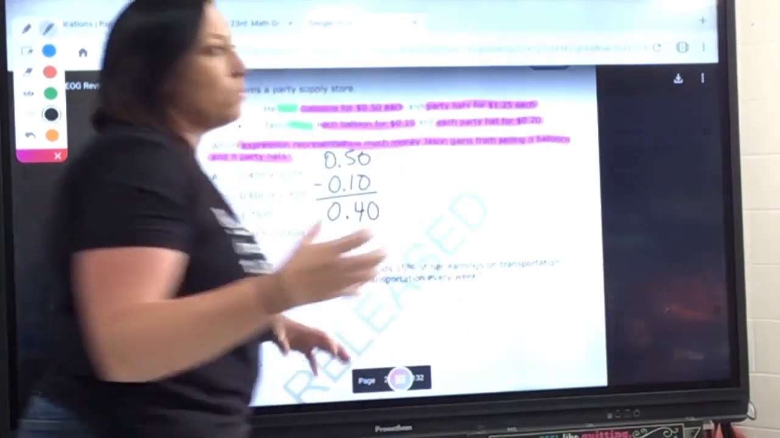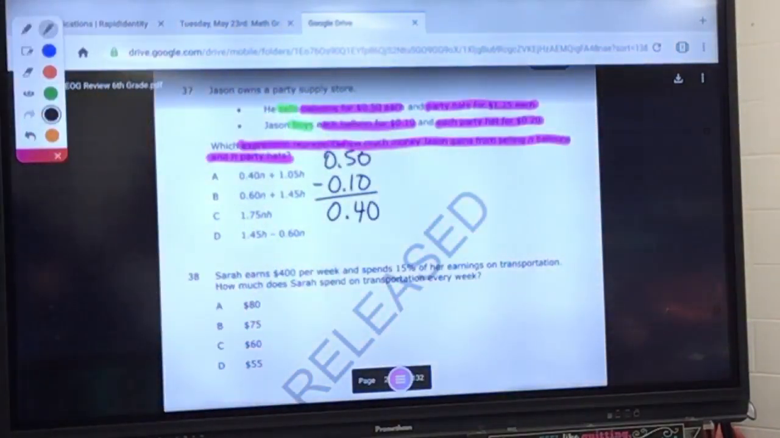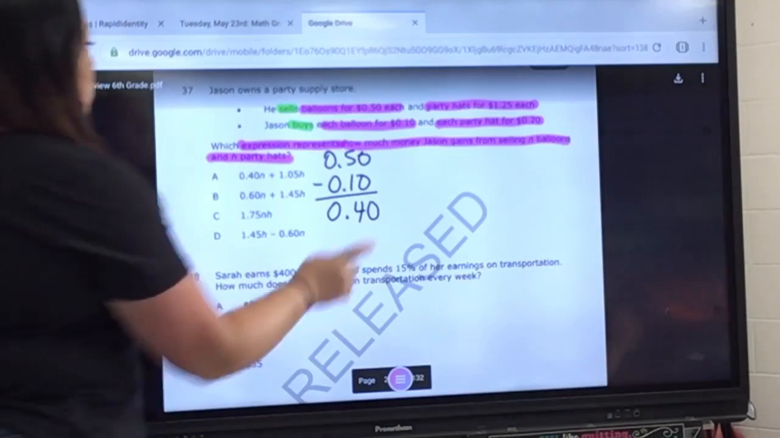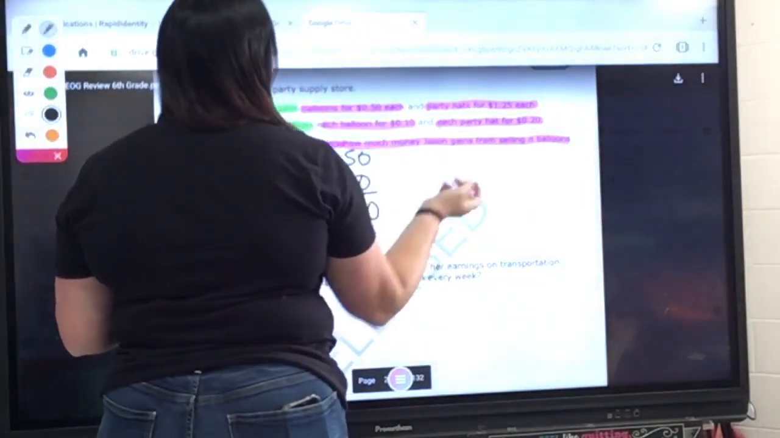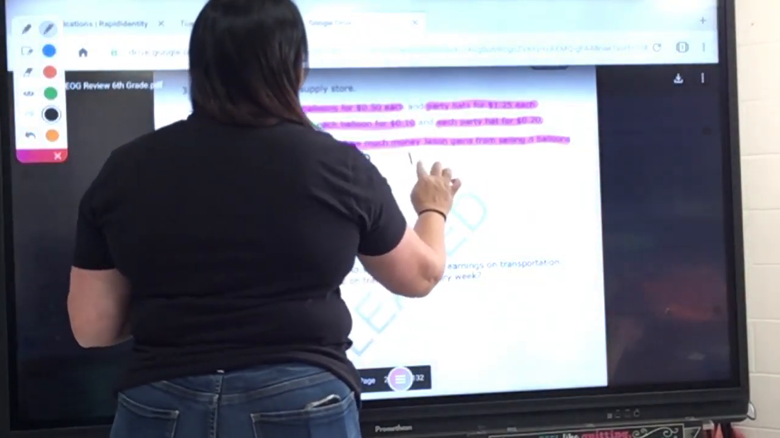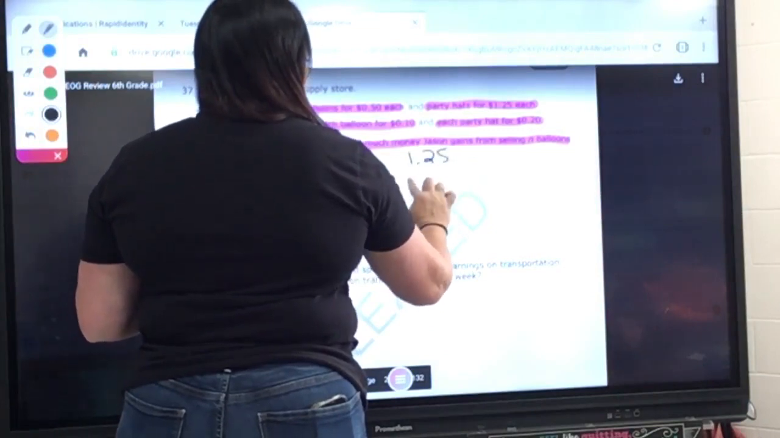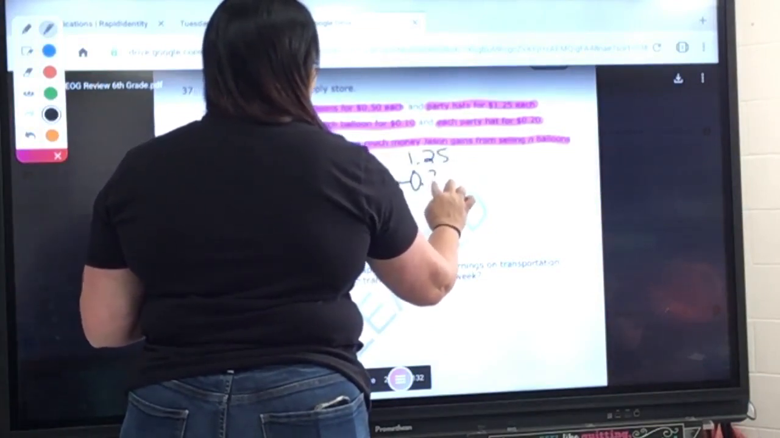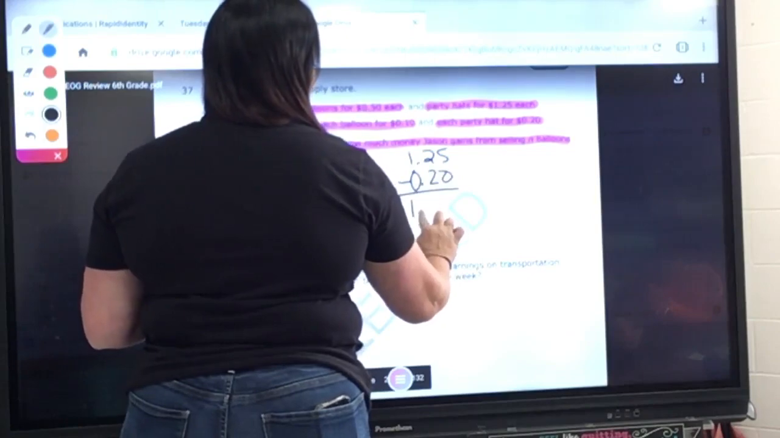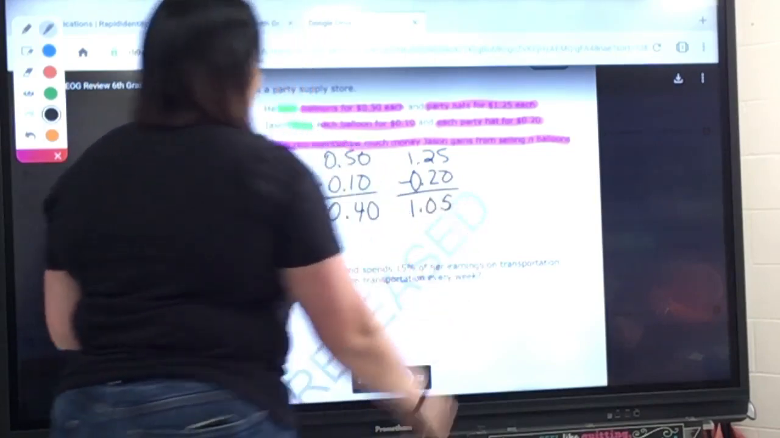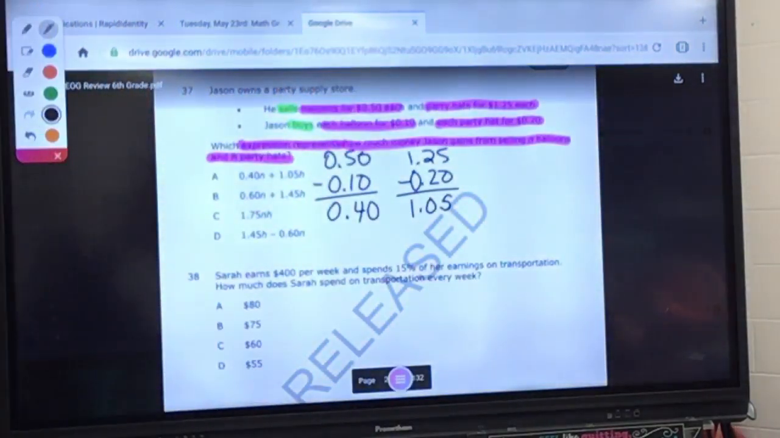So the reason we're subtracting what he buys it for from what he sells it for is because we've got to find out how much, because the question is asking, how much money does he gain? Okay? So when you subtract 10 cents from 50 cents, you get 40. And then you're going to do the same thing with $1.25 minus 20 cents. All right, so now we have our two numbers. So now, what do we do from here? Do we add those two numbers together?